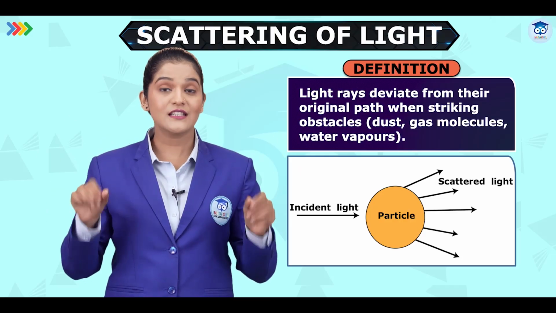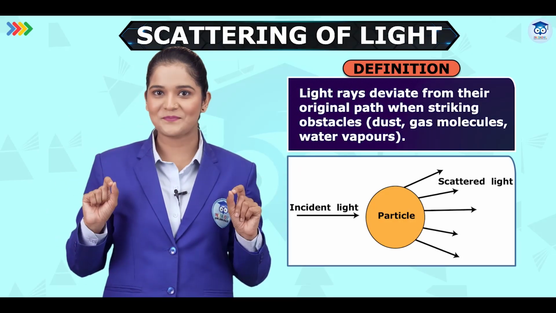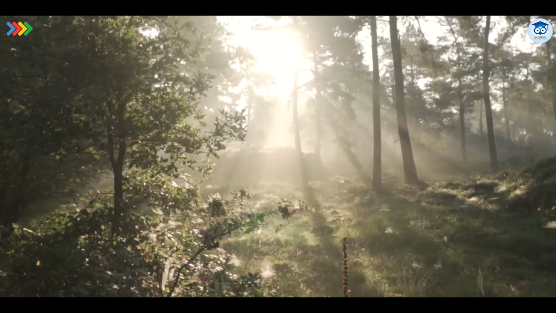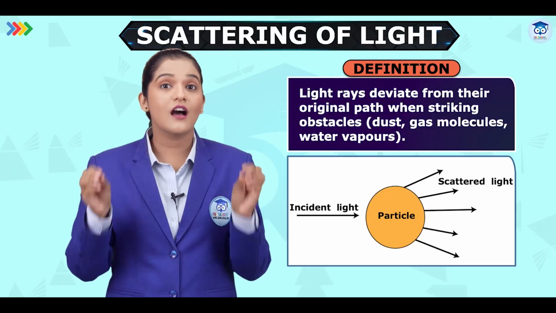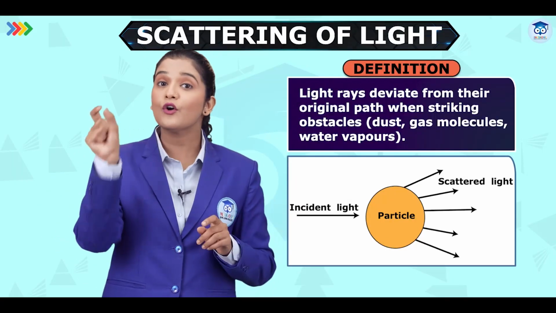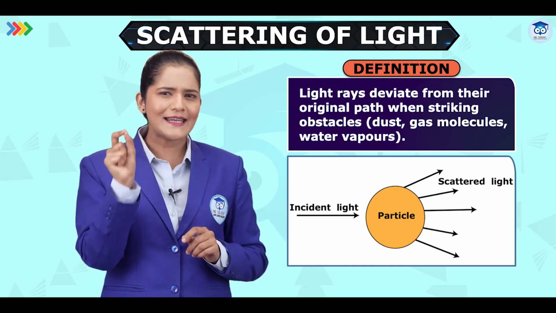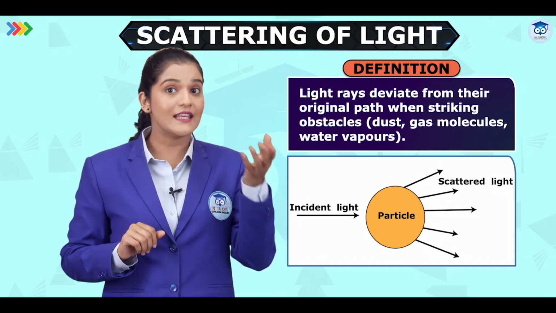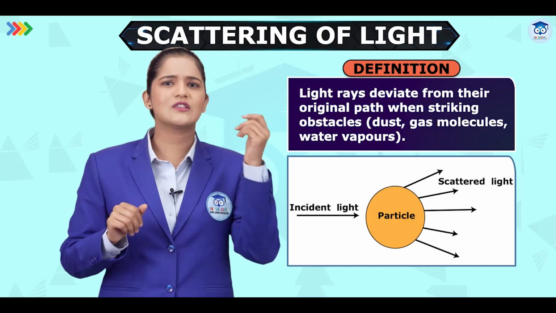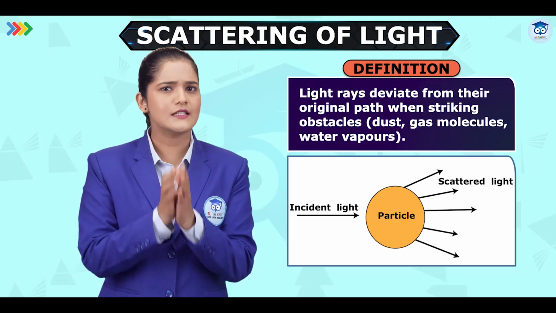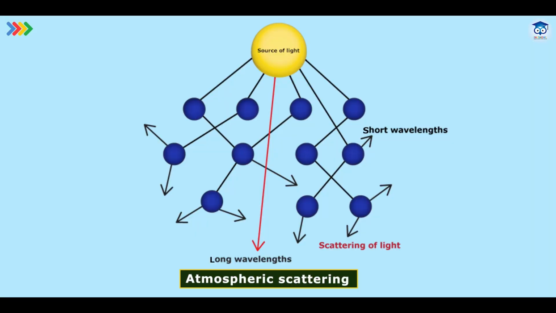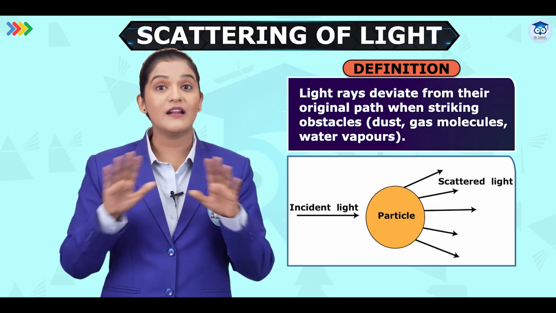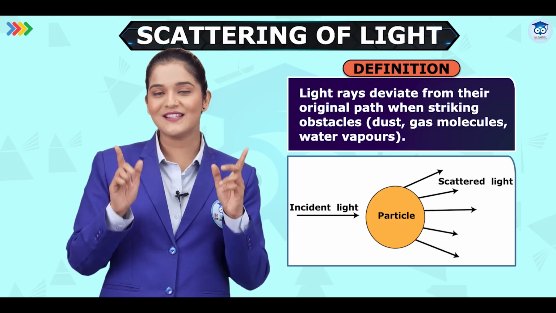Let us now understand the concept of scattering of light, a key property of light that explains many natural and observable phenomena. Scattering occurs when light rays deviate from their original path upon striking tiny particles such as dust, gas molecules, smoke, or water vapor. These obstacles redirect the incoming light in various directions. This process is particularly important in the atmosphere, where such particles are abundant and constantly interacting with sunlight.